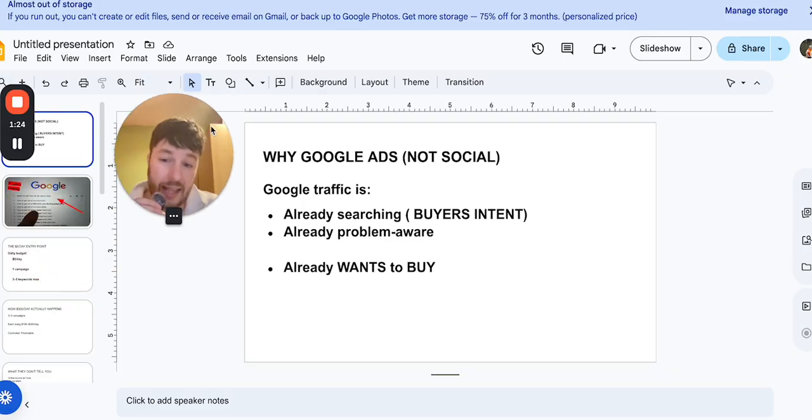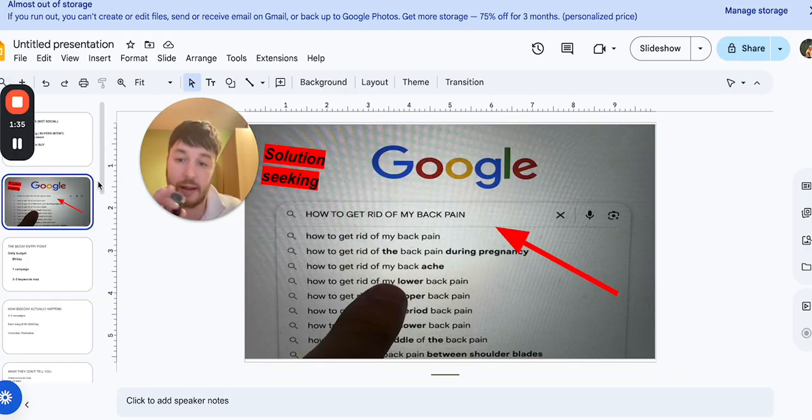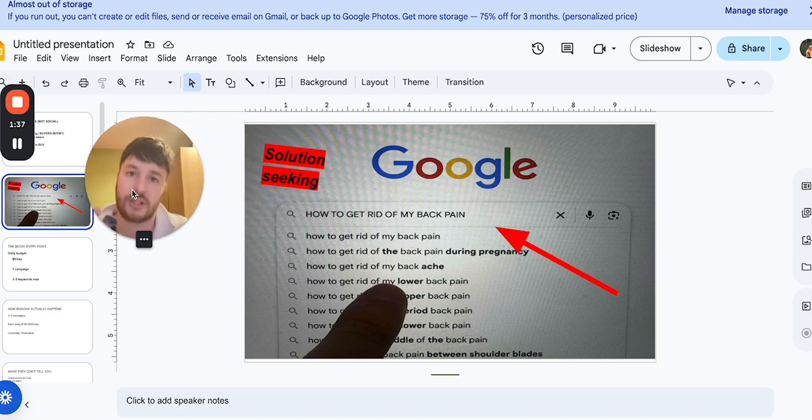Okay, and the best thing about Google Ads, the beauty of this system is that they already want to buy. So audience is already there, people are already there to purchase the products. As you can see over here, let me show you the example. Okay, solution seeking audience. Again, how to get rid of my back pain, how to lose weight. Okay, also manifestation niche, wealth space, financial space, solar panel, whatever, right? Golf, woodworking, baby niche, dental space.